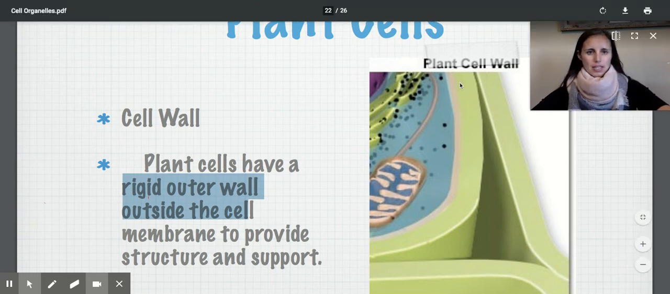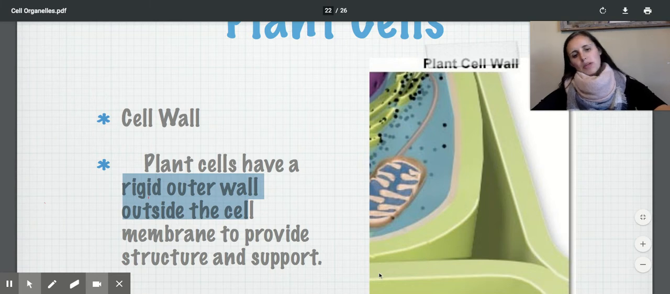So animal cells have a membrane. Plant cells also have a membrane. So here, this would be the membrane. The cell wall is outside of the membrane. It's incredibly rigid. So a cell wall will also help and support.